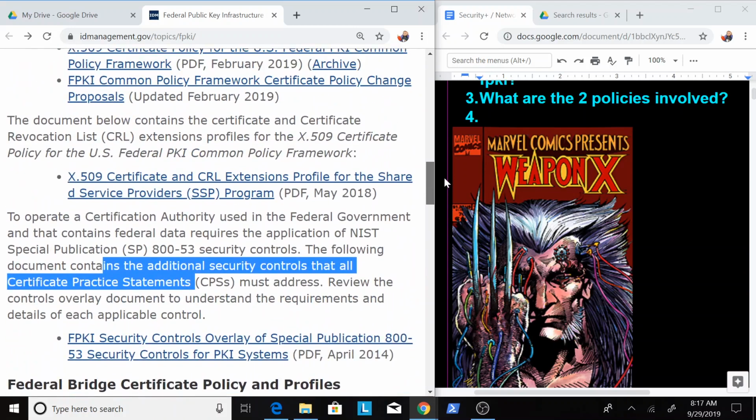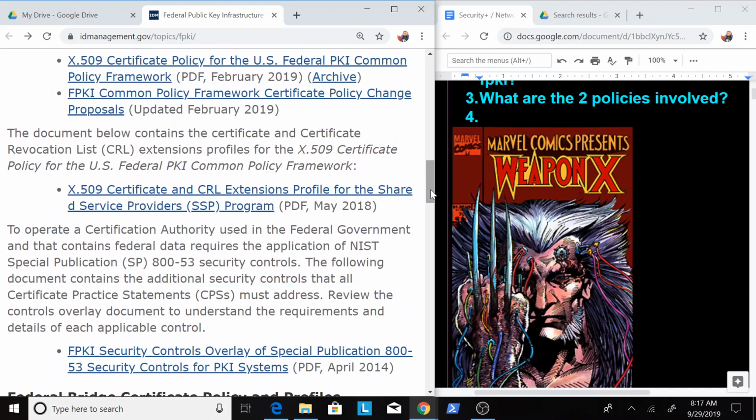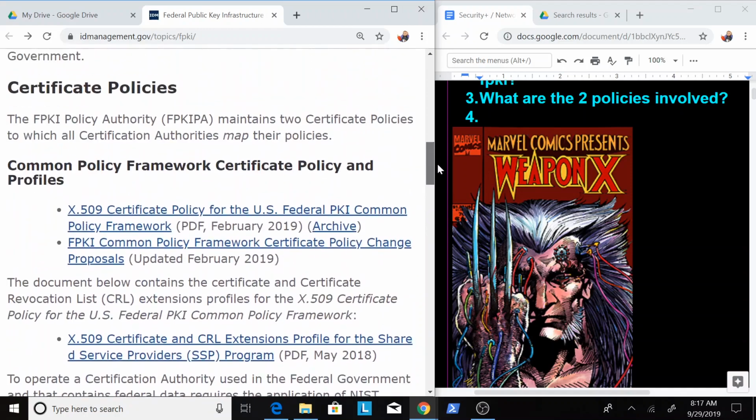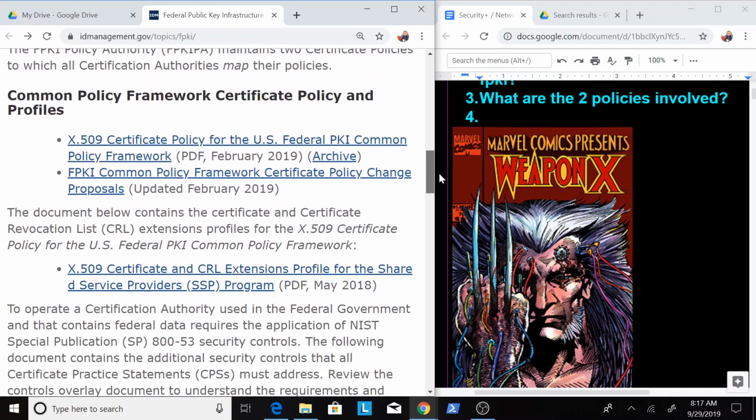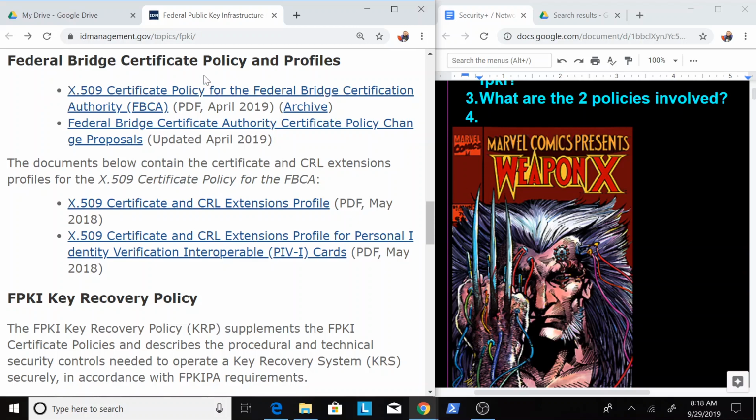Alright, my big takeaway from this section though is that we have an X509 certificate policy, and then we have this common policy framework, certificate policy change proposals. That kind of makes me think of RFCs. So if I'm zeroing in here though, studying for something like the Security Plus, maybe I'm just focusing on this X509. We have Federal Bridge Certificate Policy and Profiles, so that's X509 Certificate Policy for the Federal Bridge Certification Authority. And then there's a Federal Bridge Certificate Authority, Certificate Policy, Change and Proposals, so just like above actually.